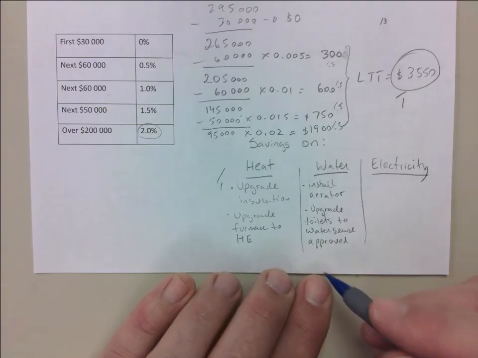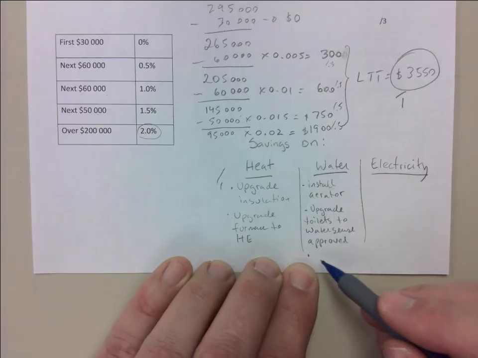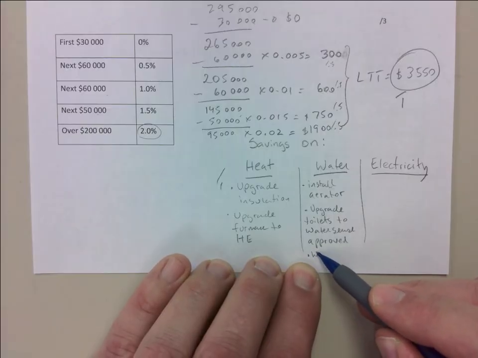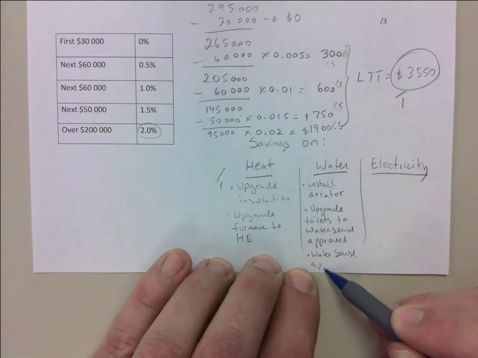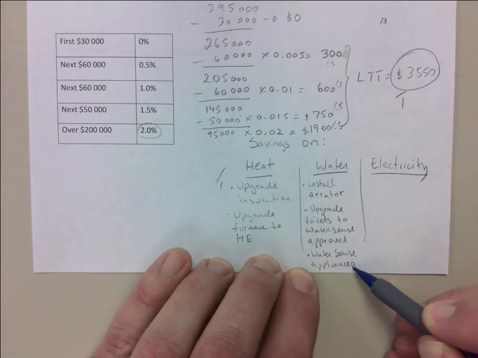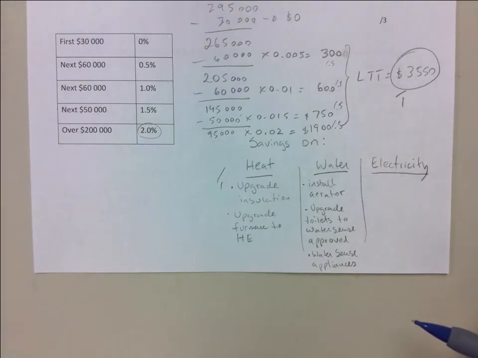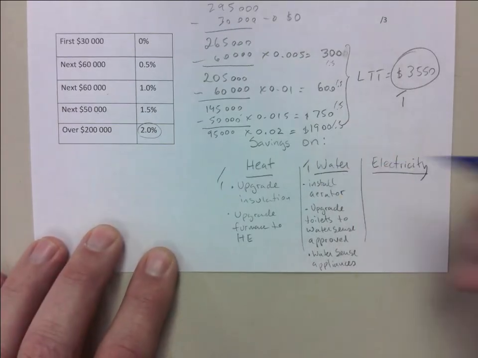You can also talk about appliances, like WaterSense appliances. So what are appliances? Like a washer, washing machine, right? Anything that uses water, have that as well. So that's for water, you get a mark.